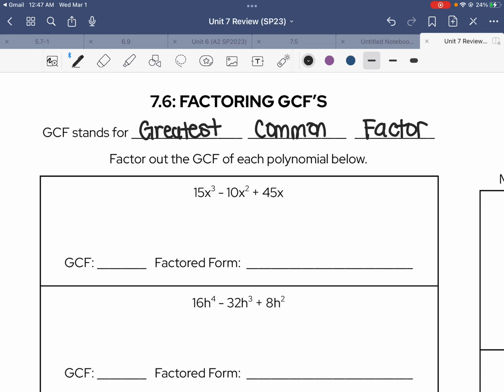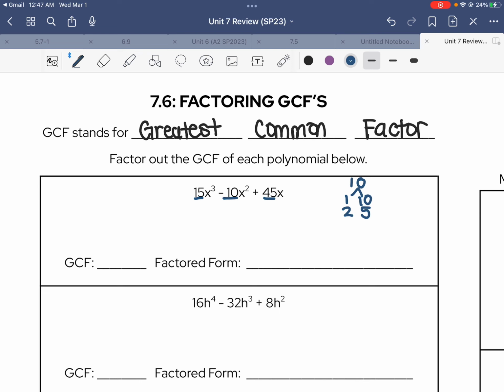So when I'm looking at a problem, the first thing I'm going to do is find the smallest number. I have got 15, 10, and 45. The reason we start with the smallest one, 10, is because we need something that goes into all three, and the smallest number is always going to have the fewest things that go into it, which is going to be 1 times 10 or 2 times 5.